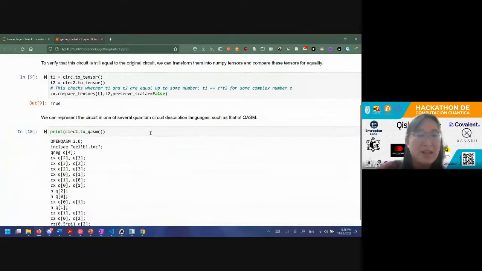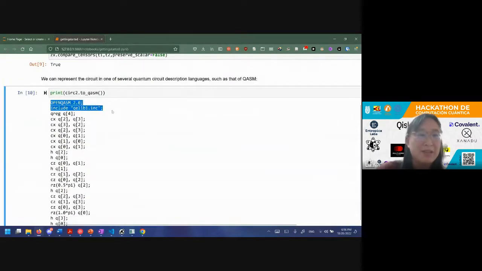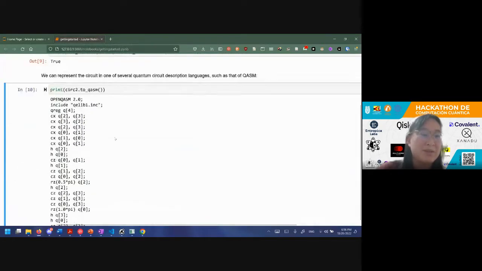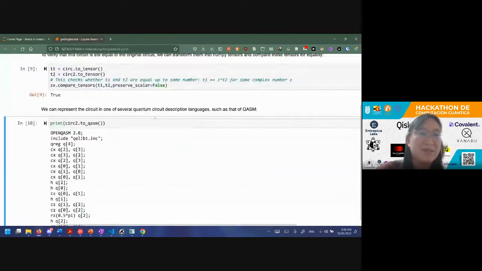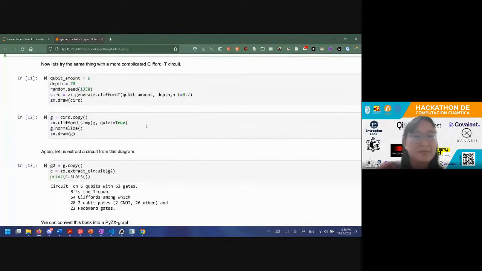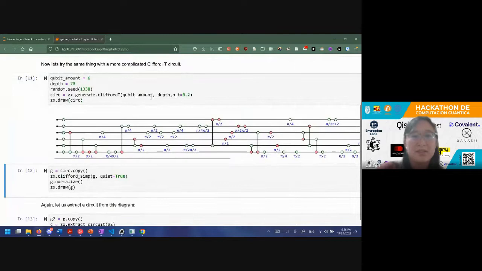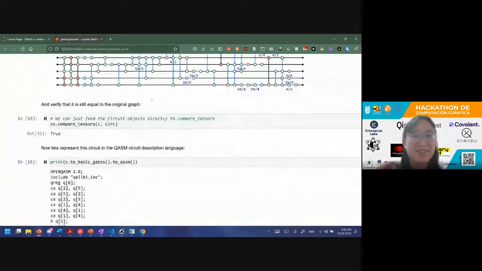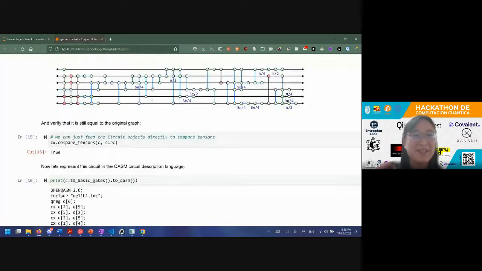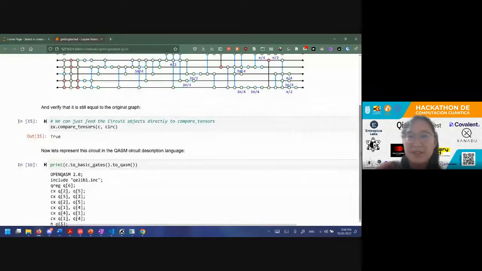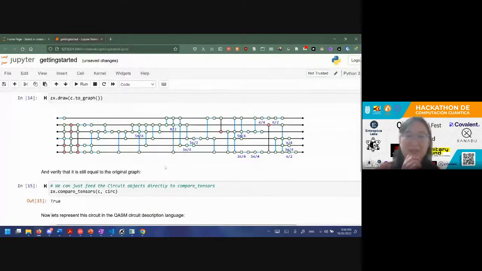It connects to QASM, for example. So this is OpenQASM 2.0, not 3.0, but you can import other circuits from other libraries into and out of ZX. And the rest of the tutorial just does this with a more complicated circuit. So that's one example of a research application of ZX calculus, but it's also quite easy and fun to play around with, I think.